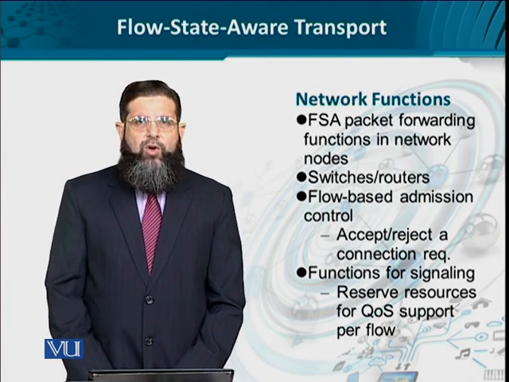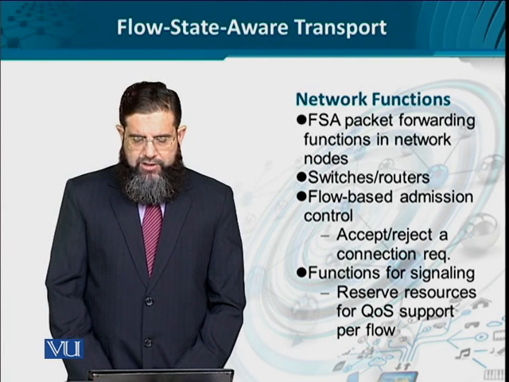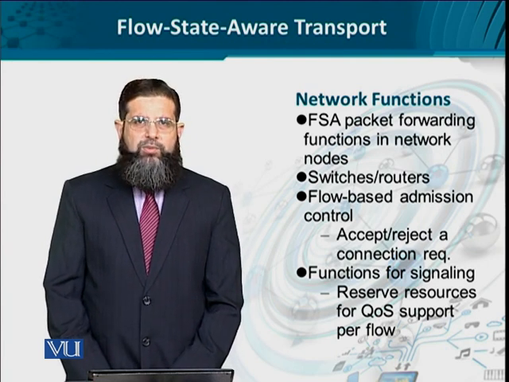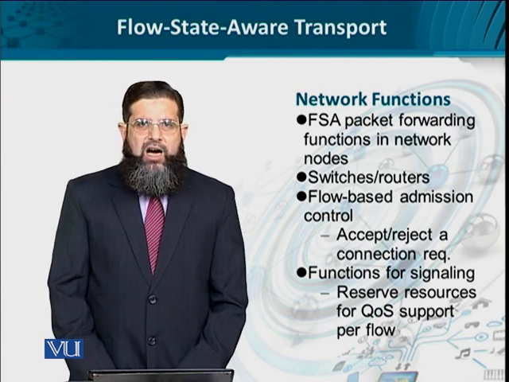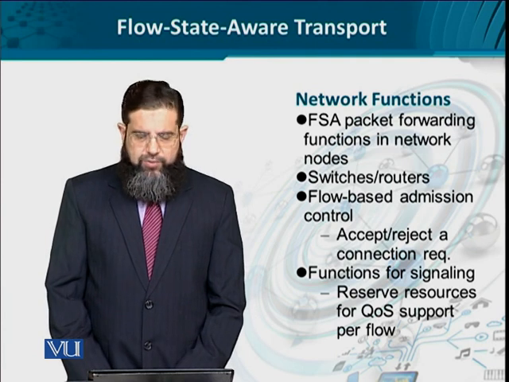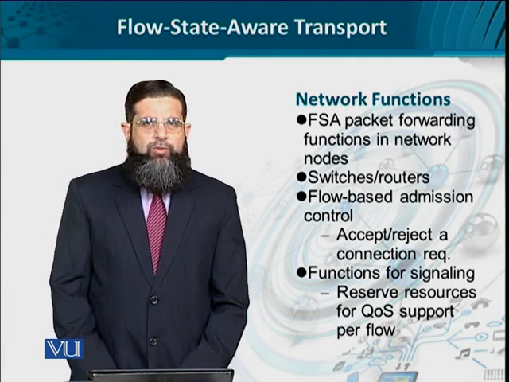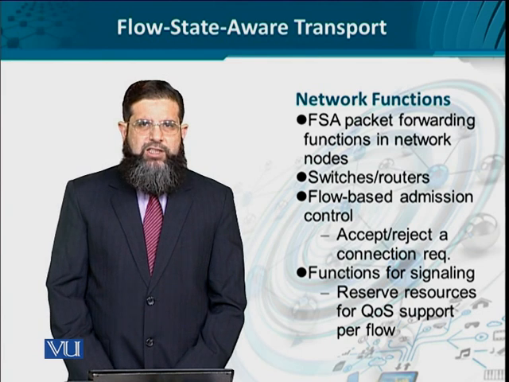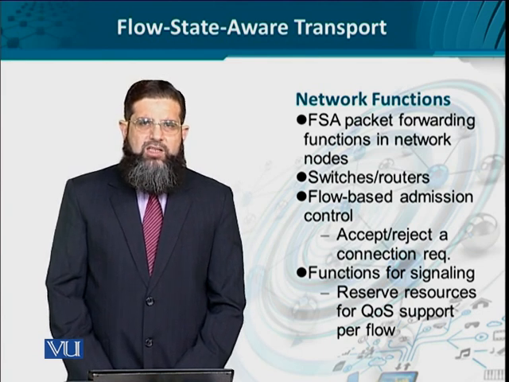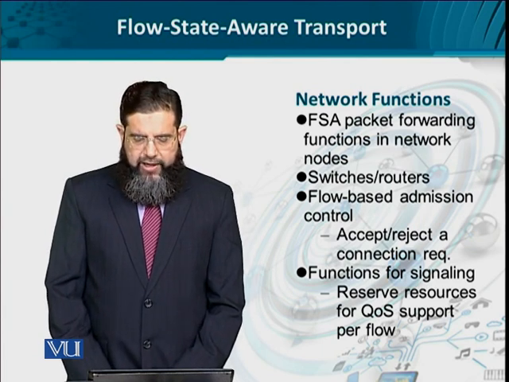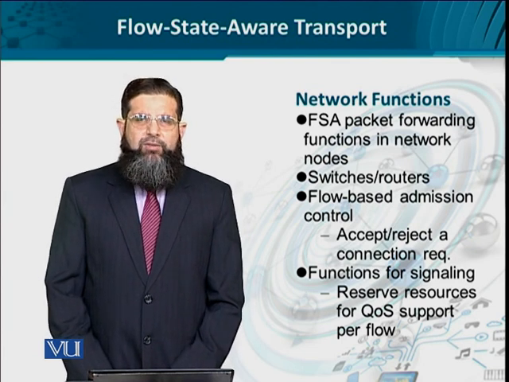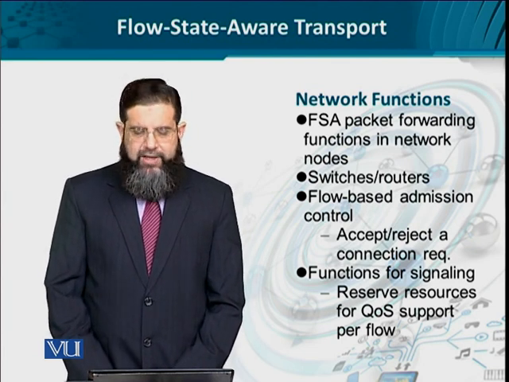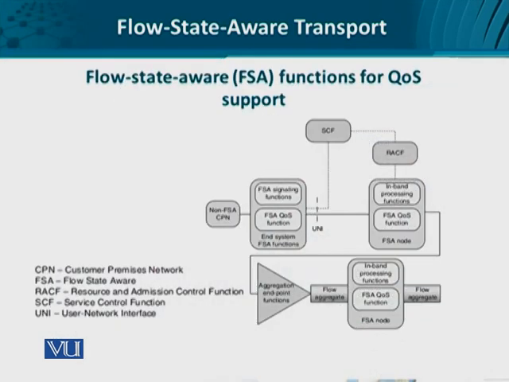The functions for signaling are therefore required to reserve the resources for QoS support per flow. Now, another dimension of a flow is that a continuum or a sequence of IP packets which move from one source to the destination need some consistent and coherent response from the network. So it means that once the QoS has been agreed to, then the flow, as in the total number of packets, need the same kind of response from the network.